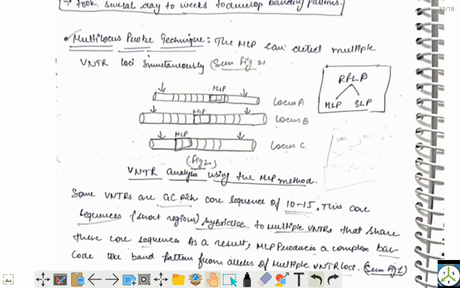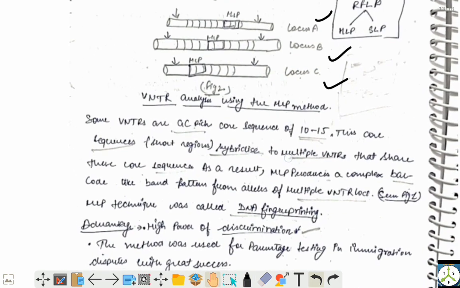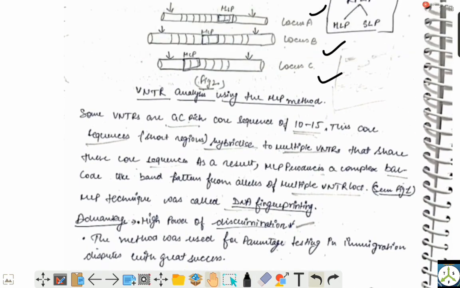So there is a technique that is the multi-locus probe. The multi-locus probe can detect multiple VNTR loci simultaneously, so we can detect the different loci at once. Clear? So we have different loci, locus A, locus B, locus C. Further, if we take some VNTR or GC-rich core sequence of 10 to 15, this core sequence hybridizes to multiple VNTRs that share these core sequences. As a result, MLP produces a complex barcode-like band pattern from alleles of multiple VNTR loci. So the MLP technique is called DNA fingerprinting. Clear? So this is explaining DNA fingerprinting.